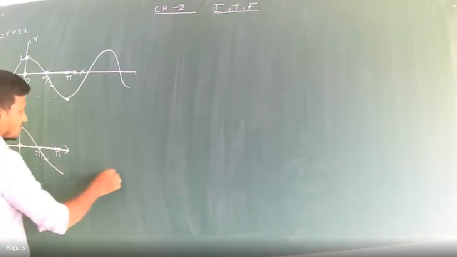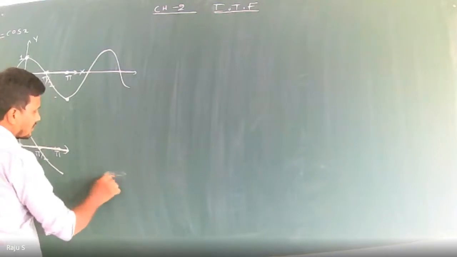Cos from 0 to 180 is 180, so we get a graph like this. At 0 the value is 1, and at 180 it is minus 1. Am I right? This is cos x from 0 to pi. Then what is cos inverse?